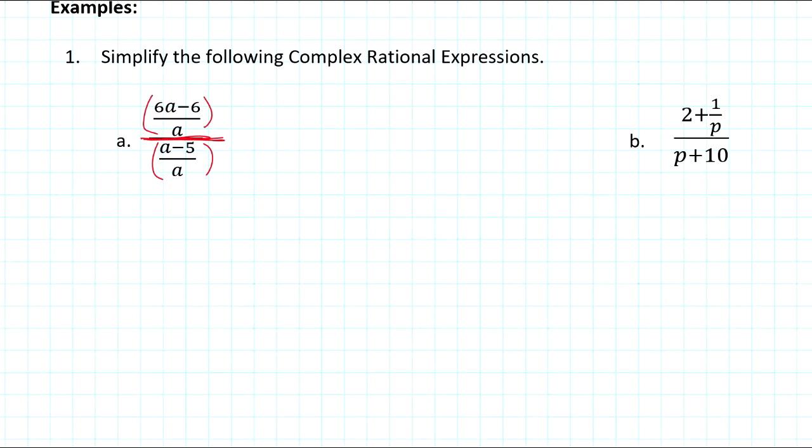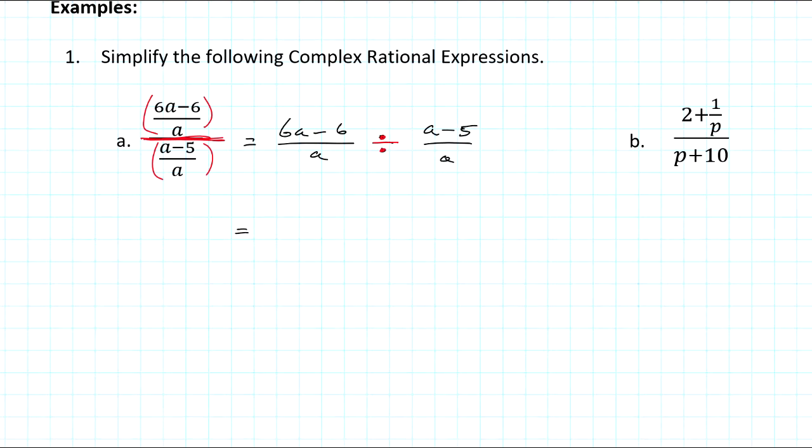Sometimes it's easier to do a flip and multiply thing, but usually it's going to be easier to do the second method that I show you. So hang on here for that. This is essentially saying that we have 6a minus 6 over a divided by, that's that big fraction bar there, divided by a minus 5 over a.